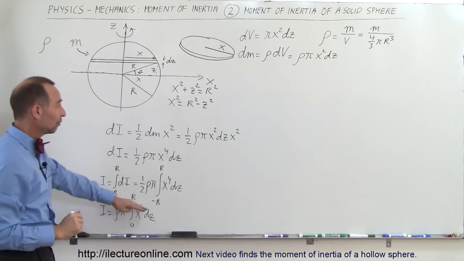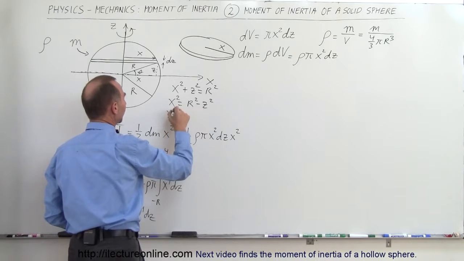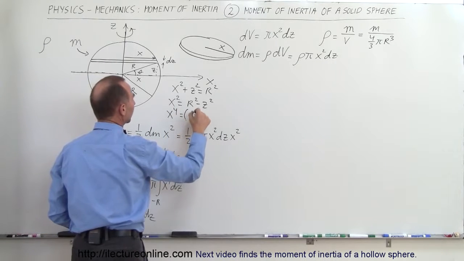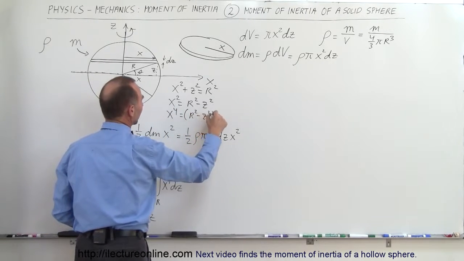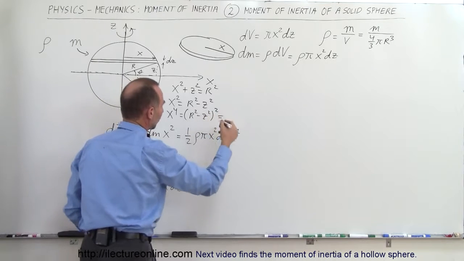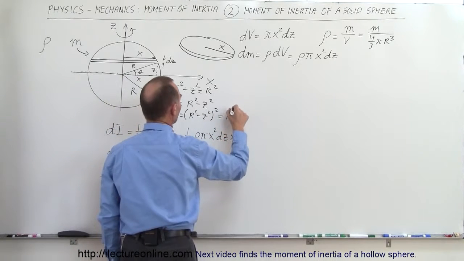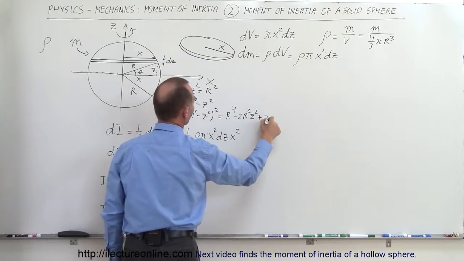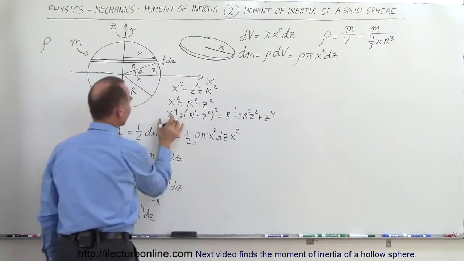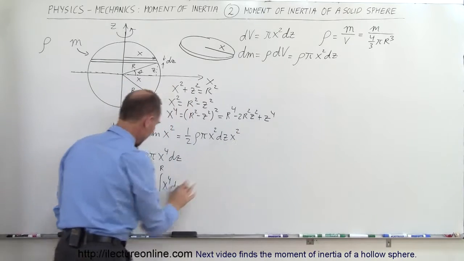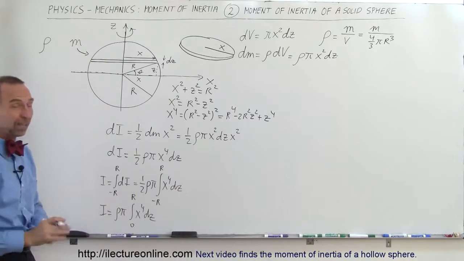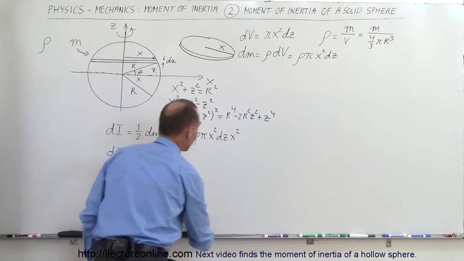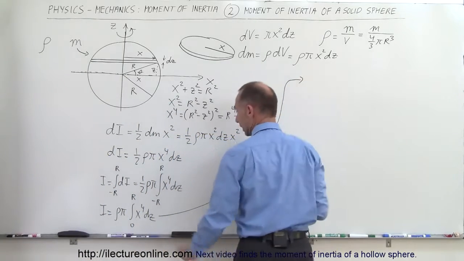And of course, since we have x to the 4th, I can say that x to the 4th is equal to the quantity r squared minus z squared, and if I multiply that out, I get r to the 4th minus 2r squared z squared plus z to the fourth. So I can replace x to the fourth by this quantity, and then I have my variables matched. So that's probably a good thing to do. So let's go over here and continue that integral here.